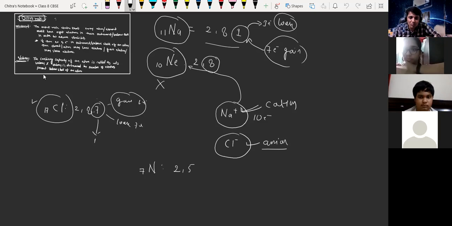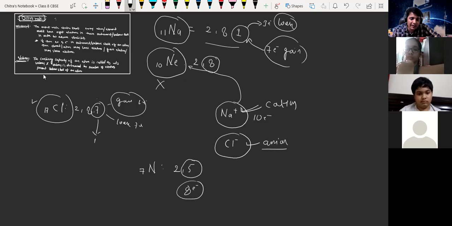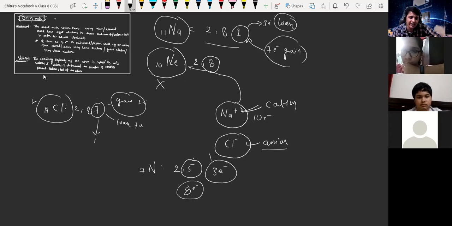See, the outermost shell must contain 8 electrons according to the octet rule, but in the case of nitrogen we have only 5 electrons. So for making 8 electrons, how many electrons will nitrogen require? 3, sir. So 3 will be the valency. Very simple. Is it okay? Yes, sir. This is the way you have to identify the valency. So 3 will be the valency of nitrogen.